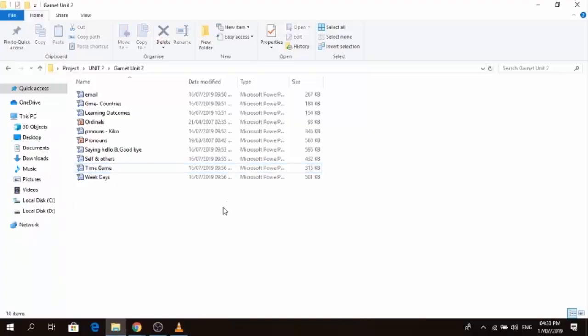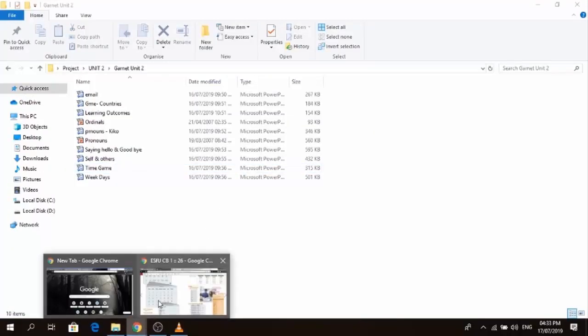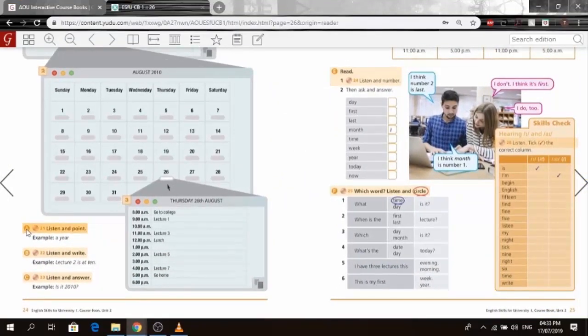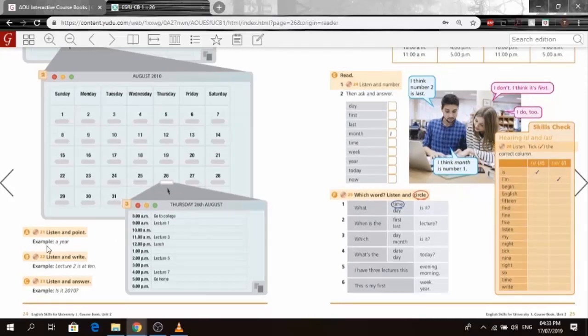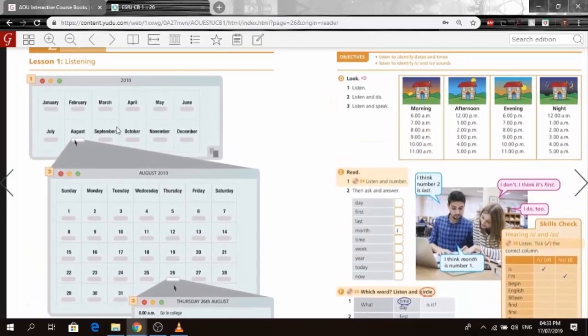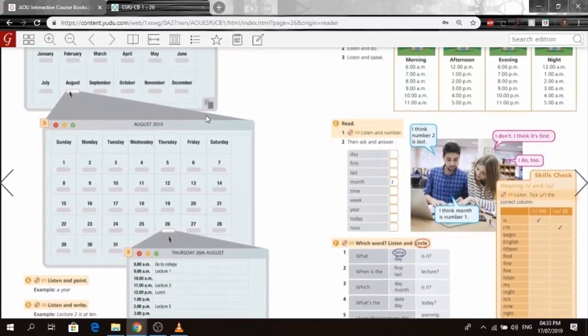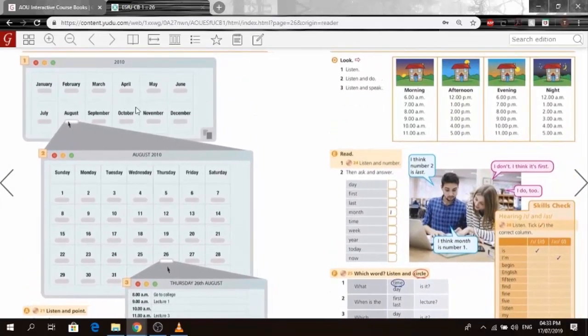Okay guys, so now moving on to our ebook here. Let's start with the exercises. So we have exercise A, listen and point, right? He gave us an example. For example, a year. If I say a year again, you guys are gonna point to 2010 because it's a year, okay? If I say, for example, a month, you guys can check and just circle any month.